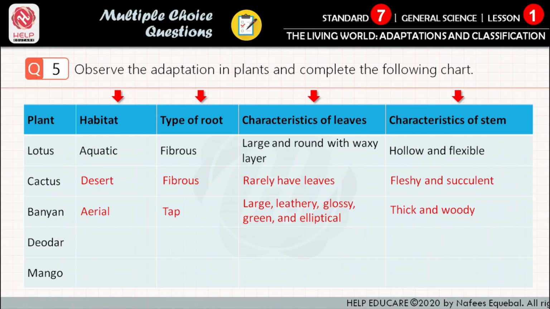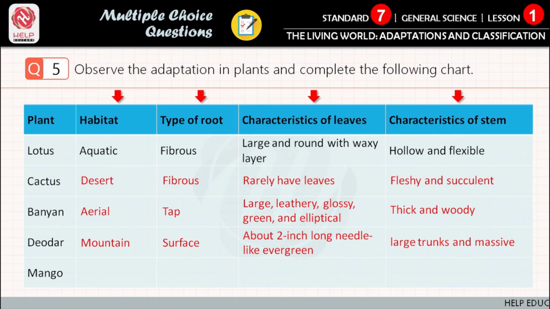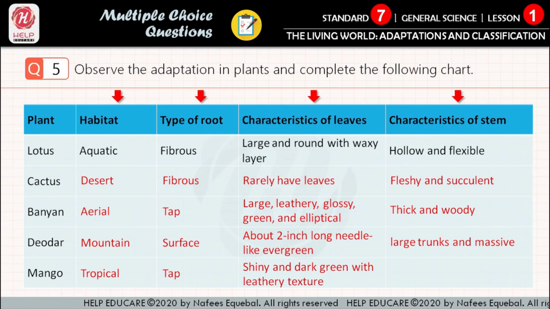For deodar, habitat of deodar is mountain. Type of root is surface. Characteristics of leaves is about 2 inch long needle-like evergreen. And characteristics of stem is large trunks and massive. For mango, habitat is tropical. Type of root is tap. Characteristics of leaves is shiny and dark green with leathery texture. And characteristics of stem is thick trunk and broad.